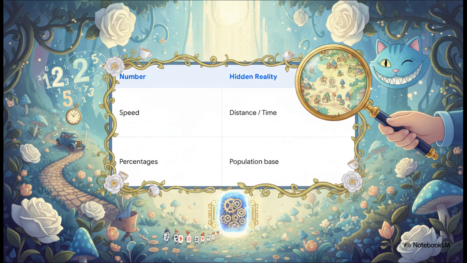Speed is a rate. You have to go back to the underlying truth, the total distance, which is 120 miles, and the total time, which is 3 hours. Divide those, and your true average speed is 40 miles per hour. The exact same rule applies to percentages. You literally can't average 2 passing rates without knowing the actual population base of students at each school.